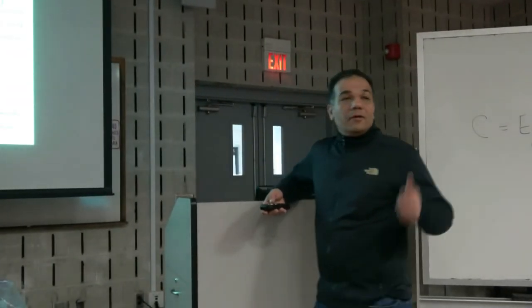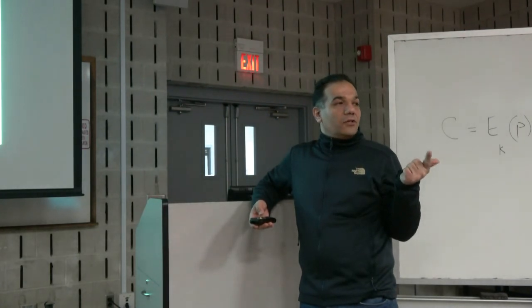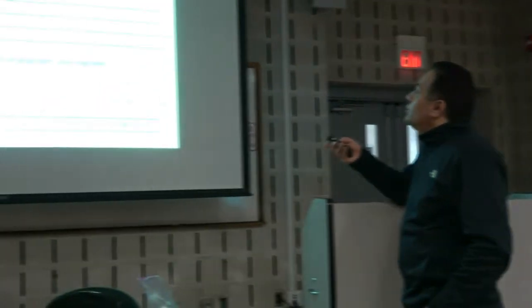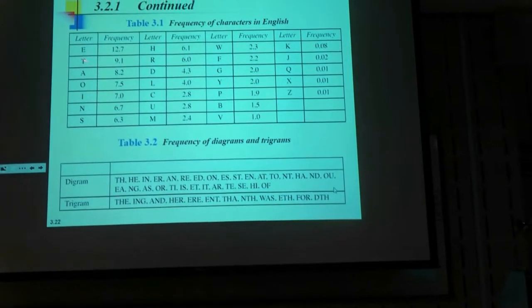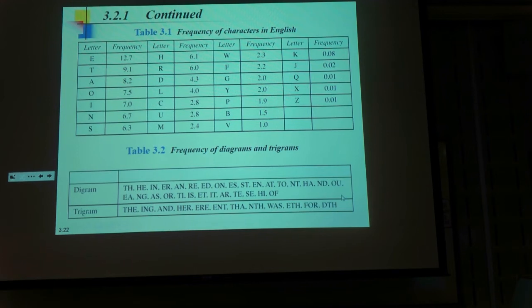Also, remember part of the attack we spoke about: snooping and traffic analysis, trying to do statistical analysis. So when you look at the frequency of characters in English, E has a frequency of 12.7%, T 9.1%. If you see a character that repeats a lot, most likely it's E, because in English E is repeated the most. In French it will be different, in German different, in Hindi different, and so on.